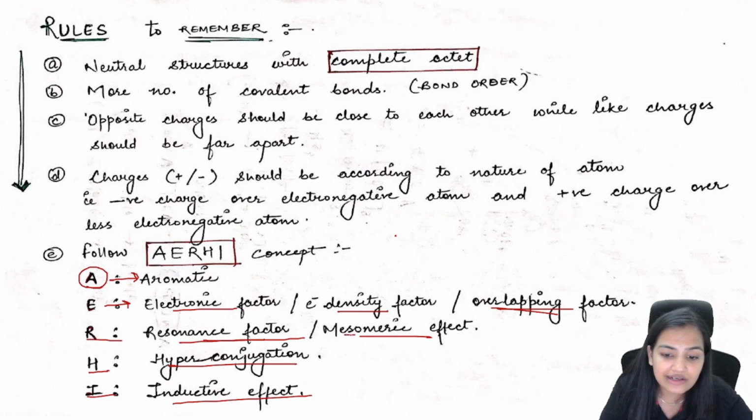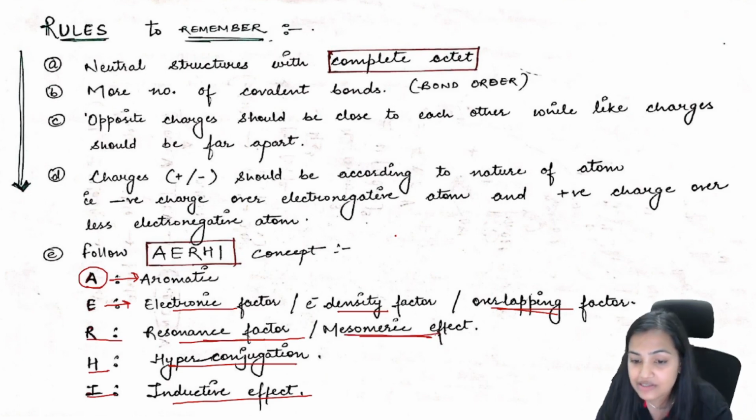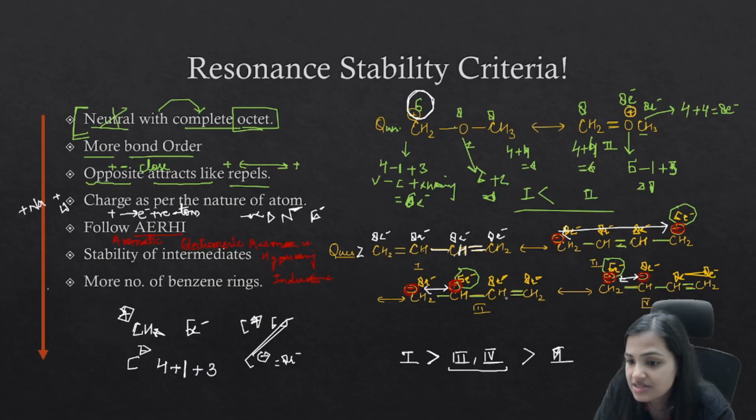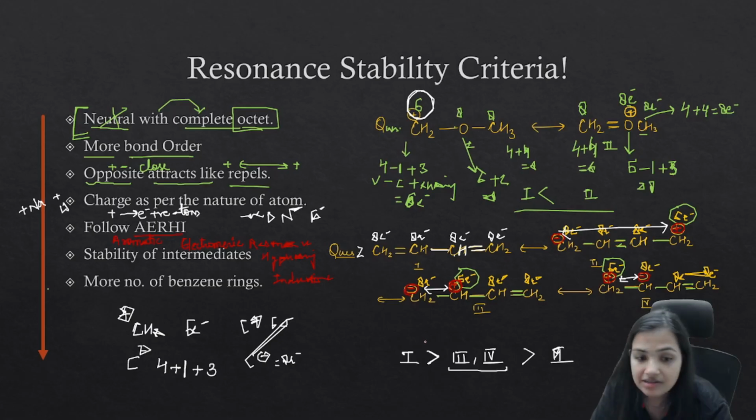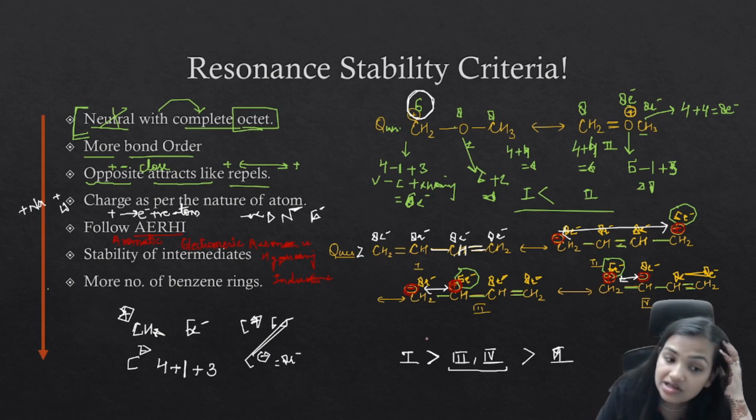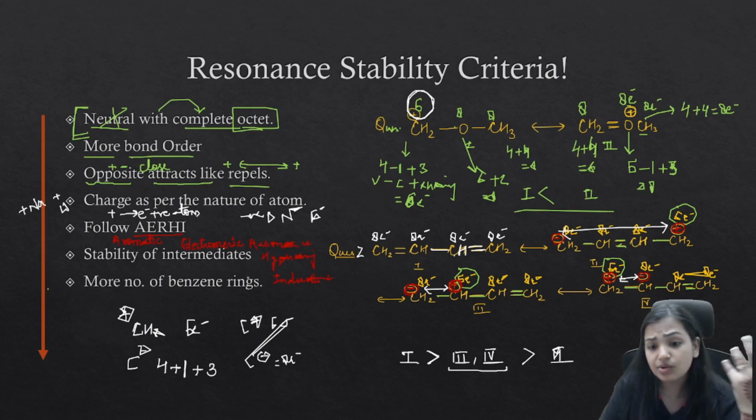The resonance factor or the mesomeric factor, or delocalization, the same kind of delocalization is happening here. So no, this is also not working. The hyperconjugation and the inductive effect, these are the other factors that we have to see. Now guys, you know that out of all those factors, none of the factors is working.